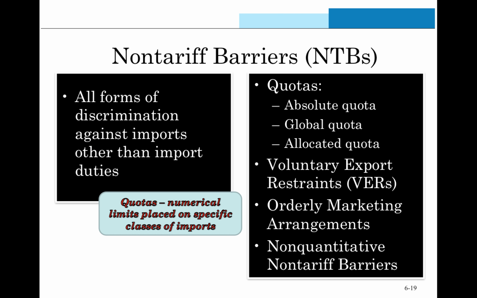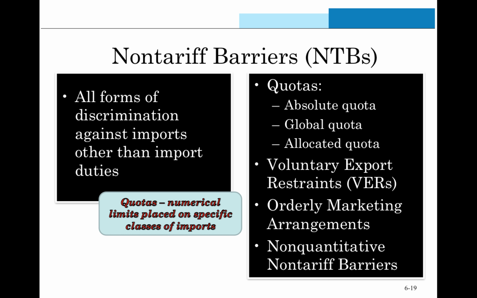Now there are several non-tariff barriers. These are barriers that don't involve money. They don't involve charging money or putting taxes on anything. These are other forms of discrimination against imports. Quotas, for instance, saying, hey, we're only going to take in our country 100,000 tons of soybeans from China.